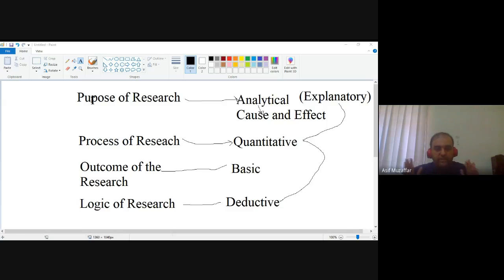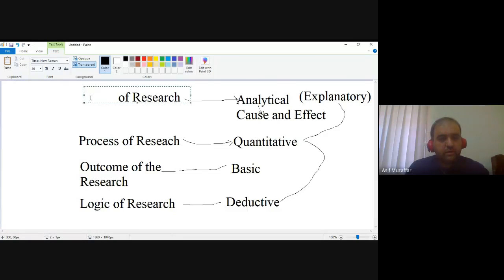So is it clear? This thing is clear. You can take a snapshot of it. I think I have made a mistake in the, let me write it again. Purpose.